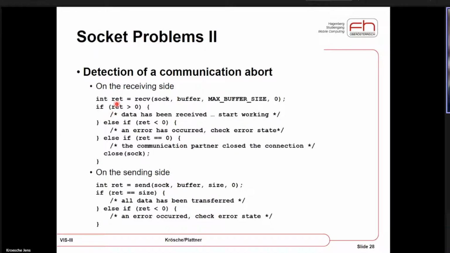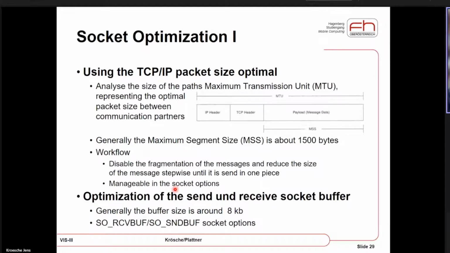On the receiving side, 3 possibilities. On the sending side, 2 possibilities. So that needs to be taken into account, and you definitely have to check that. And if you don't do that and upload your solution, I will definitely reduce your percentages for dubious programming style.